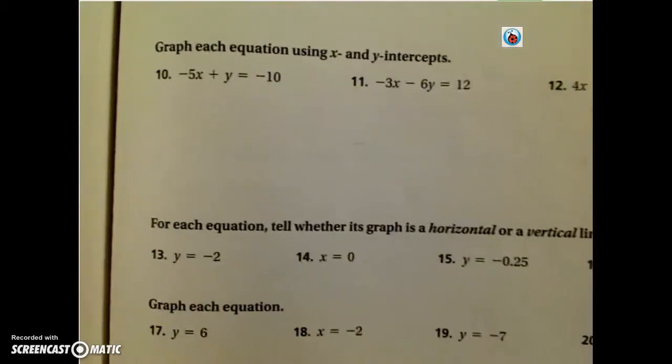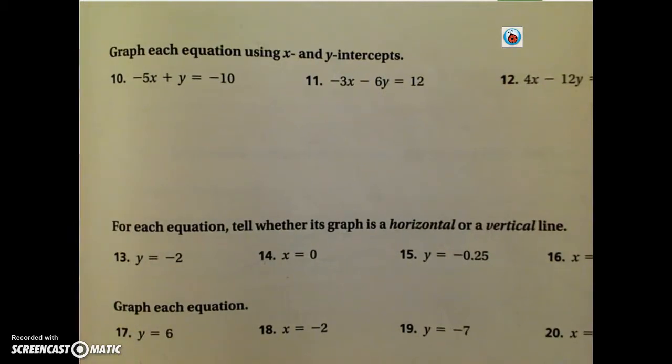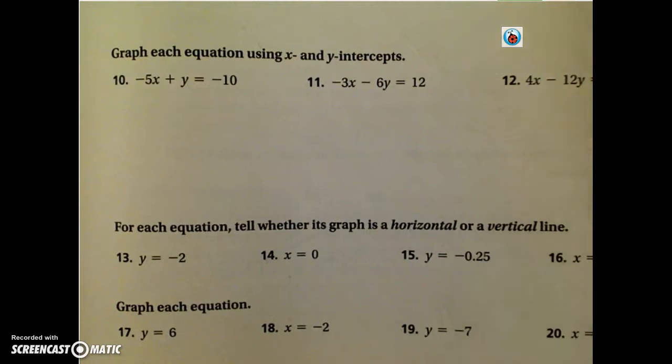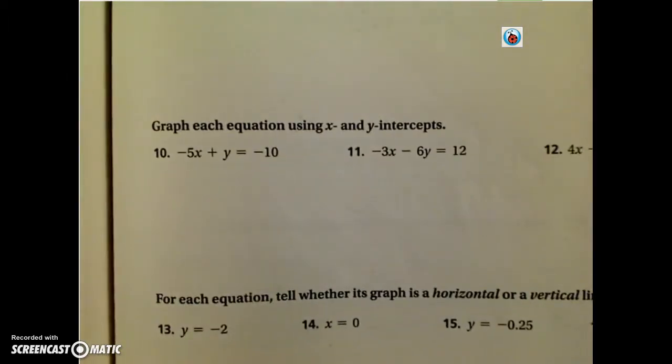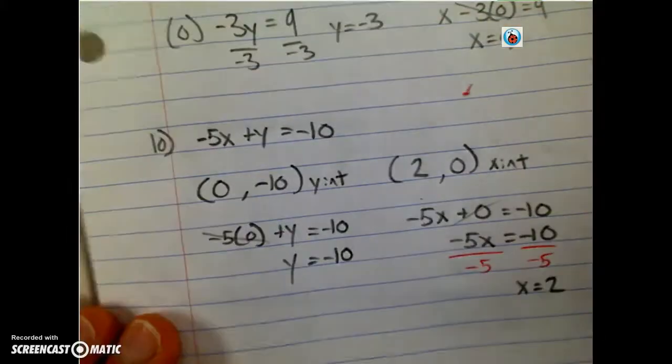Right, and then it gives us some review down here of our first equation, whether it's graphing a horizontal or a vertical line. So I'll give us a quick review on this subject here.